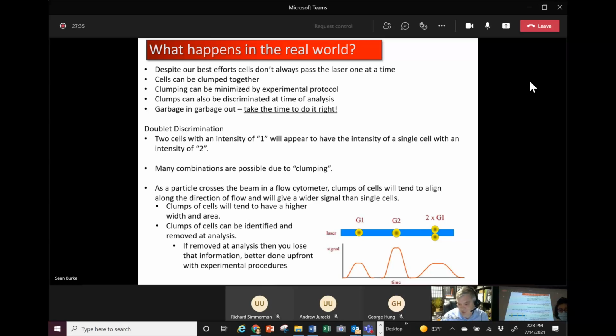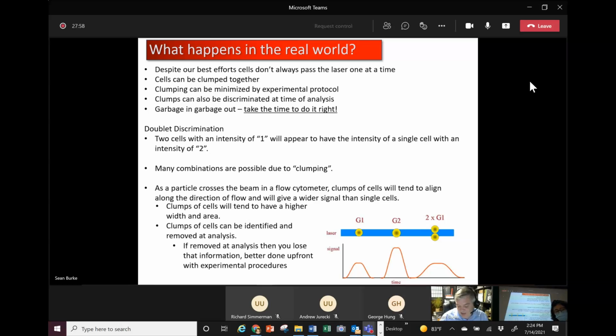And it doesn't just happen in 1 or 2 cells. It can be 3, 4, 5, 10, 100 cells can stick together. If they get too sticky and too clumpy, they will just clog up your flow cytometer and it won't run. But they can make your data intrinsically very different than it should be if you're just running single cells. So in the end, take the time to read the protocols, do the experiment correctly.